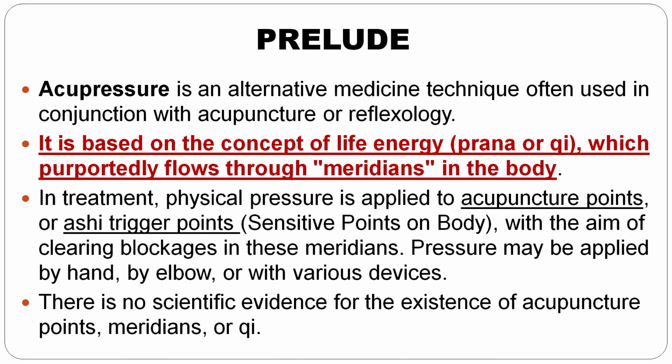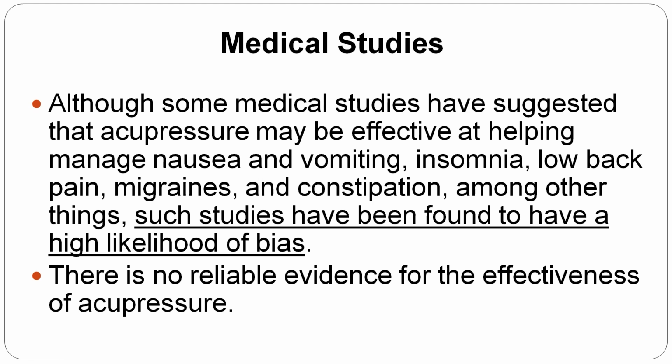Friends, there is no scientific evidence for the existence of acupuncture points, meridians, or chi. Although some medical studies have suggested that acupressure may be effective at helping manage nausea and vomiting, insomnia, low back pain, migraines and constipation, among other things, such studies have been found to have a high likelihood of bias. There is no reliable evidence for the effectiveness of acupuncture.